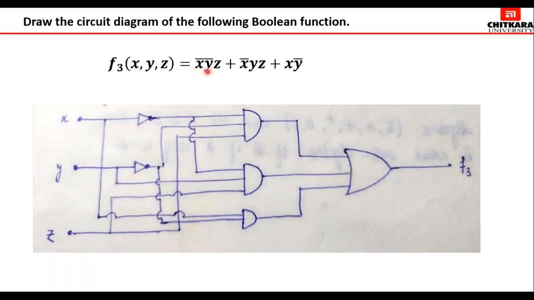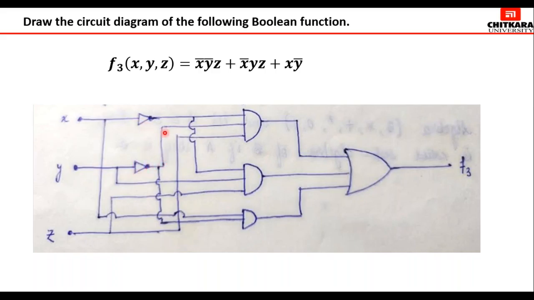So let's first discuss about X bar, Y bar, Z. So you can see that I have to place a NOT gate in front of X. I have to place a NOT gate in front of Y. And then these three have to be combined with the help of an AND gate, right? So I'm taking first of all the three inputs as X, Y, Z. And I have placed in front of X a NOT gate. And I have placed in front of Y a NOT gate.